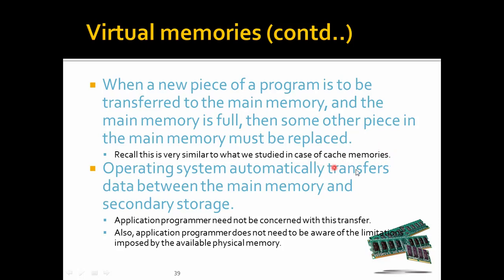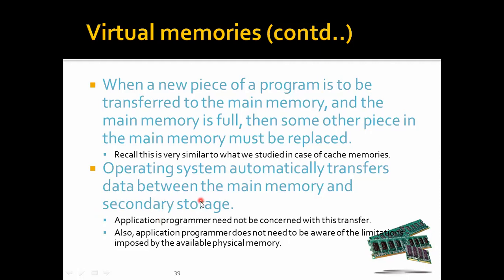That means why we are using cache memories generally: to speed up the operations, we are using cache memory. Here the operating system automatically transfers data between the main memory and secondary storage. Secondary storage means magnetic disks, that means externally we are using external devices. These are CDs, pen drives, those are external devices which are used to store some information in our computer. Do you understand? These are all external devices.